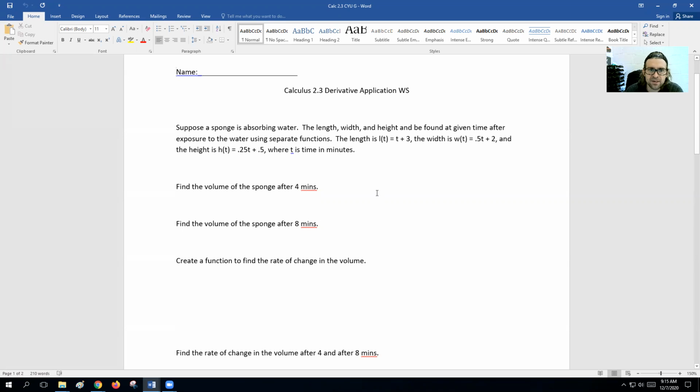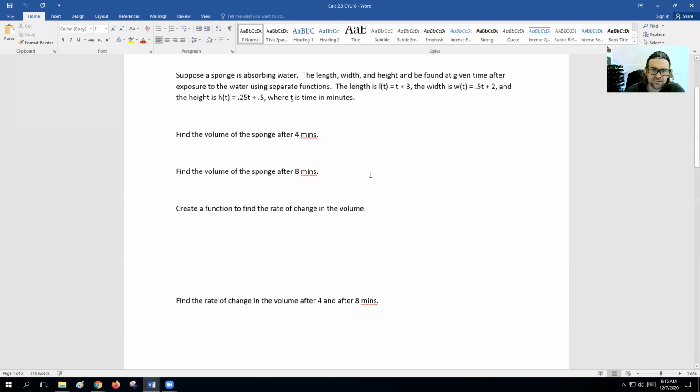So we have a sponge that's absorbing some water, and its length and its width and its height are changing based on how many minutes it's soaking up the water. So each one's changing a little bit differently. Now, if we want to find the volume of the sponge after 4 minutes, if we remember, volume is simply the length times the width times the height.